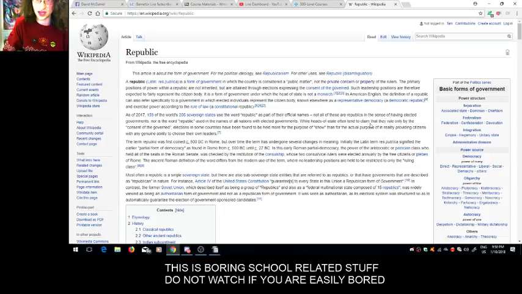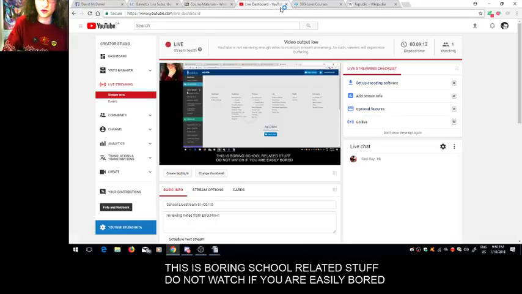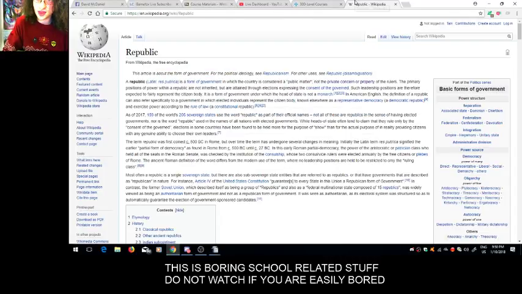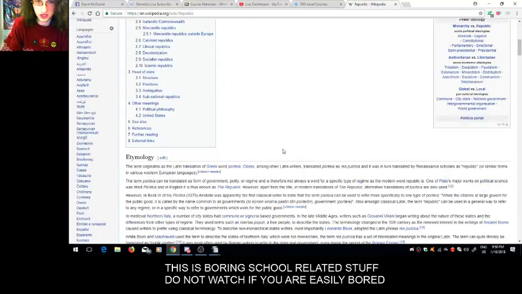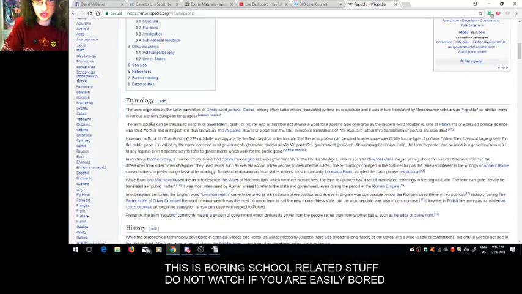So it is in some way a democracy, but more like the popular vote. Not expressing a form of government. Most often, a republic is a single sovereign state, but there are sub-sovereign states. The term originates from Cicero, translated in the Renaissance as republic in various Western European languages. The term politia can be translated as any form of government, polity or regime.